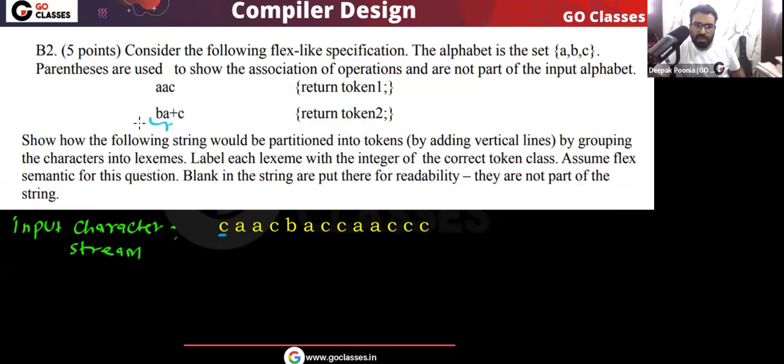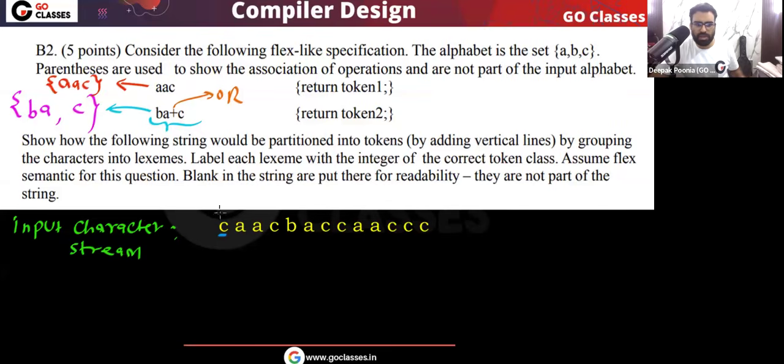Remember what this one means: BA or C. Please understand that this plus means or. So this basically means BA or C. And what this other regular expression means, let me tell you, is AAC.